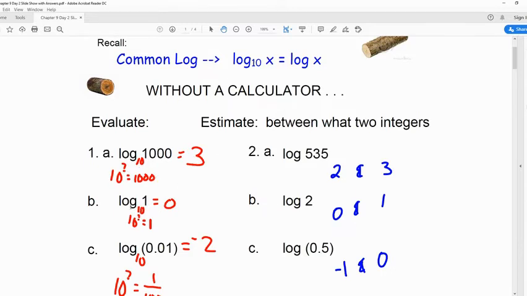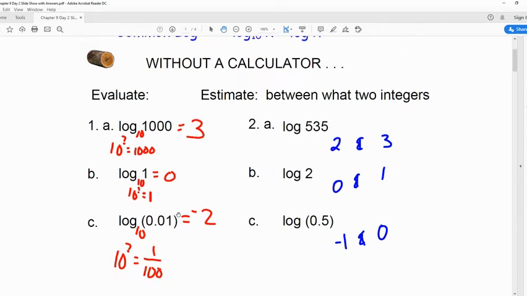Part B, log 1. So 10 to what power is 1? The answer would be 0. And then part C, log of 1/100th, 0.01. So 10 to what power would be 0.01? I encourage you to write that as a fraction. 10 to what power is 1 over 100? So I need a reciprocal, which would be a negative exponent. And then 10 squared would be 100.